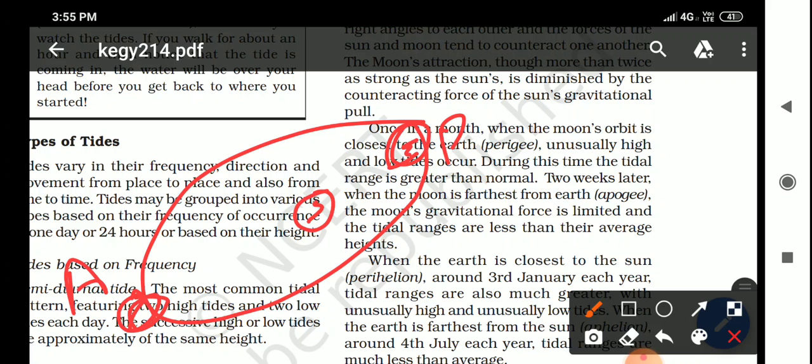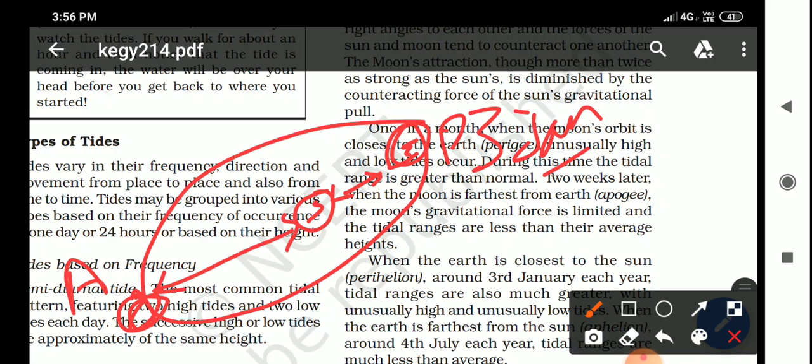So perihelion is the point where the earth is closest to the sun. You can see the difference in distance in both. During that time unusually high and unusually low tides are seen, usually near the 3rd of January. Again, when the moon is at perigee, closest to the earth, unusual tidal ranges are seen.